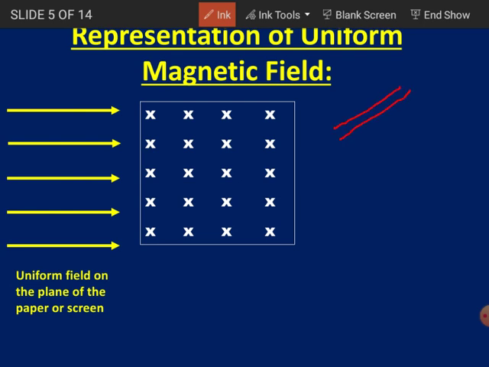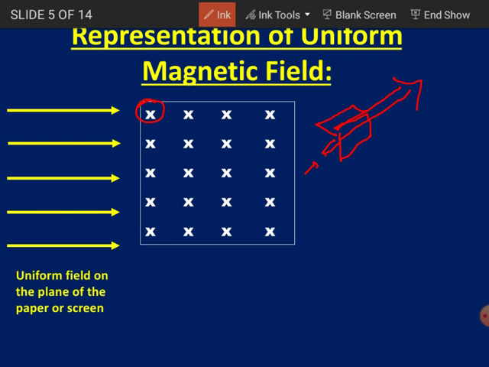When you see the arrow like this from the back side, you will see only those feathers, and those feathers will be in the shape of an X. Got it? That X mark is this one. You can remember it with that mnemonic. So if the field is directed inward and perpendicular to the plane of the paper or the plane of your screen, it will be represented by such an X mark.